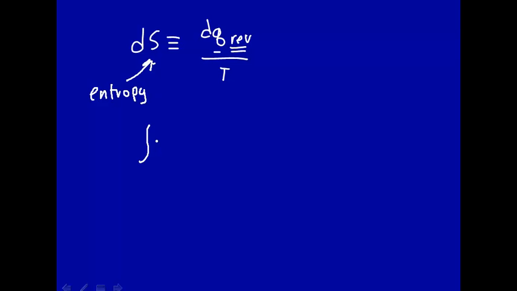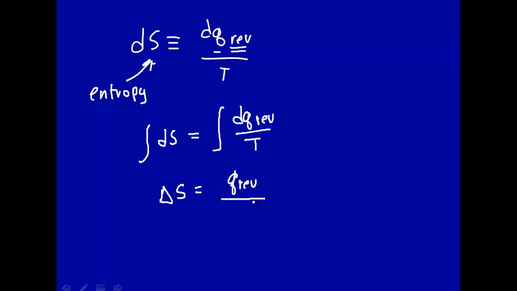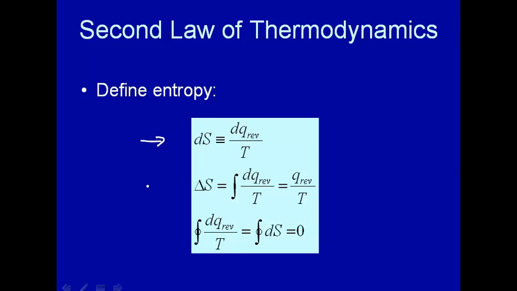Well, let's integrate this dS. That'll be the integral of dq reversible over T. And this is a state function, so this will just be final minus initial, delta S. If we integrate this, let's assume temperature is constant. So here we'll just have Q reversible, the total heat transferred in the reversible process to or from the system, divided by temperature, where here we're assuming constant temperature. All right. So that's where this comes from.